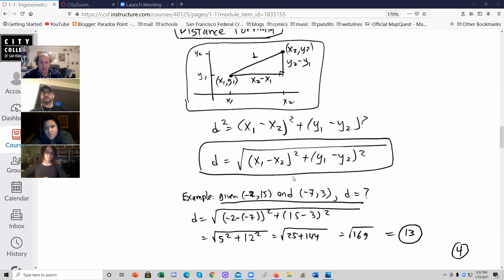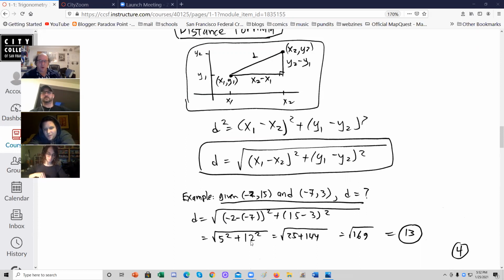So for example, given a point -2 by 15 and another point -7 by 3, what's the distance? Well, distance is the square root, the sum of the squares of differences. -2 minus -7 goes here. 15 minus 3 goes here. -2 minus -7 is a 5. 15 minus 3 is a 12.